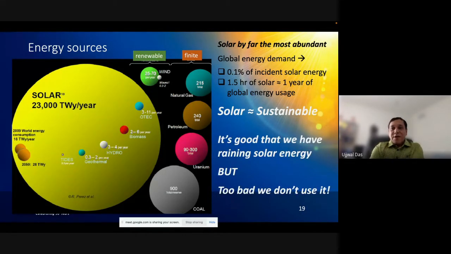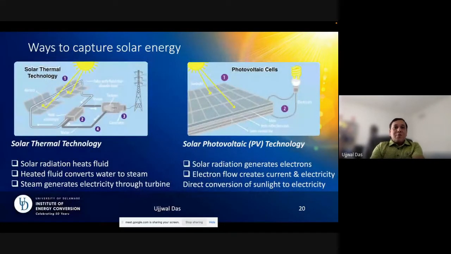Well, so I say that it's good that we have raining solar energy, but it's very bad that we don't use it. So this is where I want to focus on. How do we capture the solar energy? There are fundamentally two technologies that we have come up with. One is called solar thermal technology. Another one is solar photovoltaic technology.